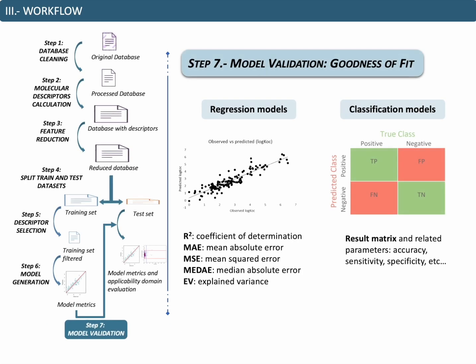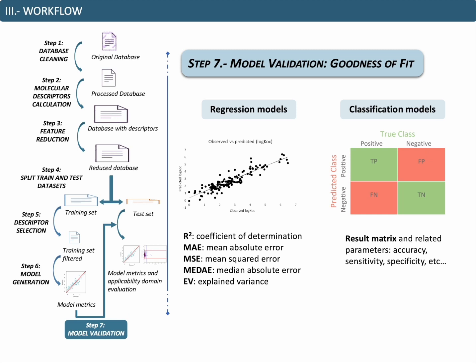Step 7. Model validation. The last step implies the validation of the built model using the test set that we've saved earlier. This allows us to check if the model works also with a set of molecules not involved in its training. The kind of metrics used to appreciate the goodness of fit depends on the model. In regression models, the most used metrics are R2, the mean absolute error and the mean squared error. For classification models, usually we rely on the confusion matrix and its related parameters as accuracy, sensitivity, and specificity.